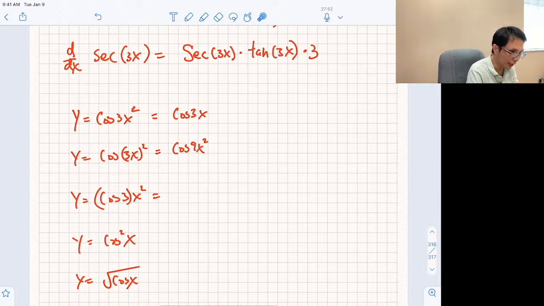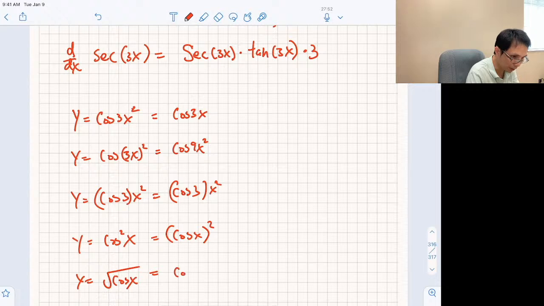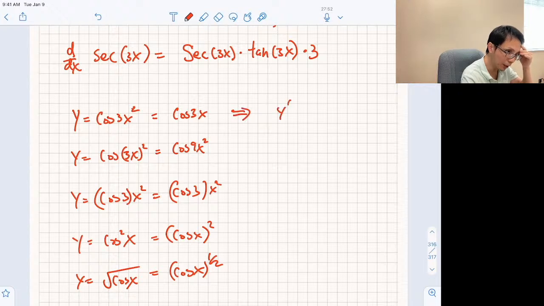So in this case, if I just write it, I'll still write it as cosine of 3 times x squared. And then this one I'll write as cosine squared of x. And this one I'll write down as cosine of x to the 1/2. Now what I'm going to do is take a derivative, y prime.